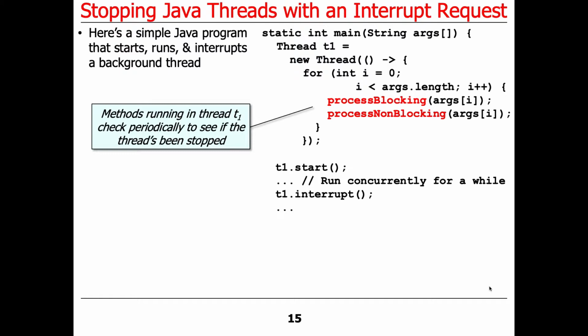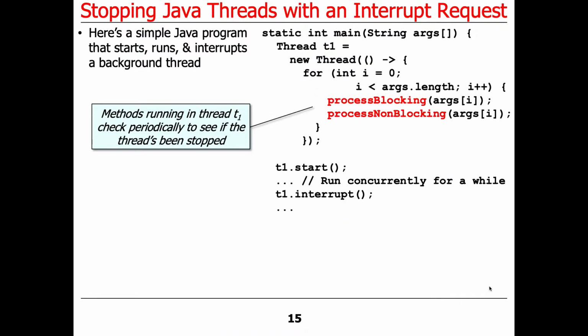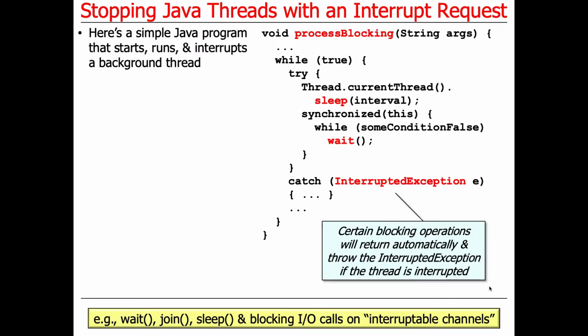So what happens here is that these methods need to check periodically to see if the threads have been stopped. And we're going to take a look at them, and we'll take a look at process blocking first, and then we'll take a look at process non-blocking. So here's process blocking, and all this is doing is illustrating that this method happens to be calling other methods that can block.